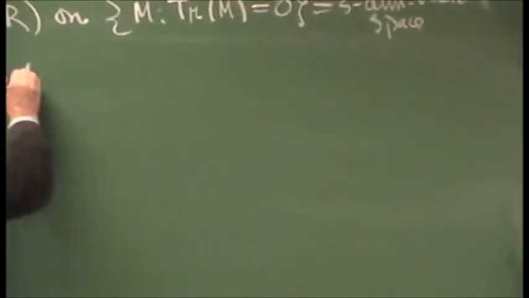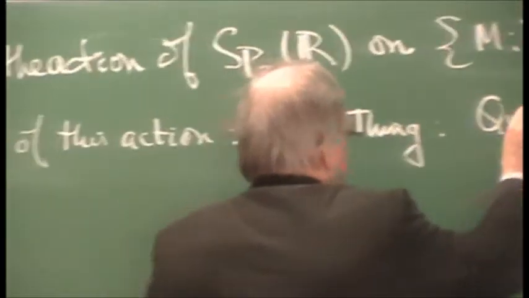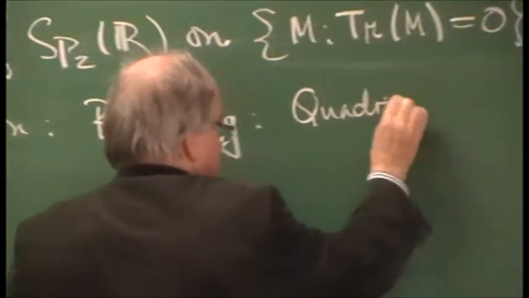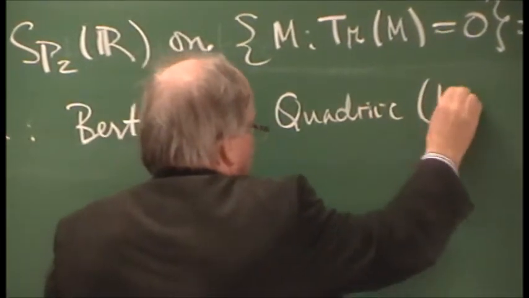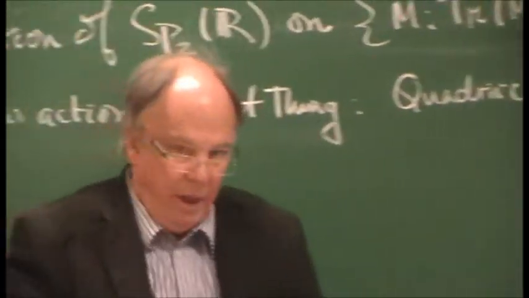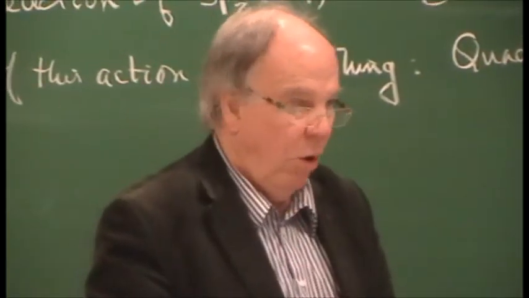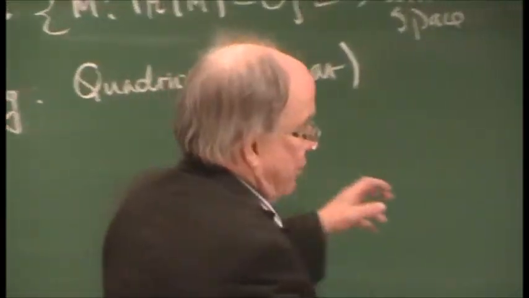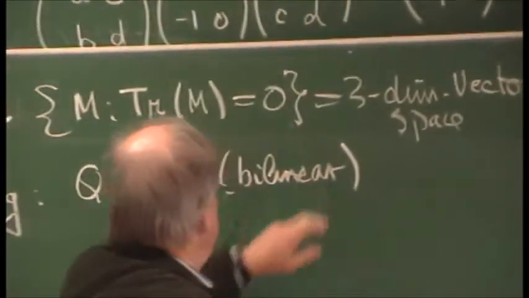And the best thing to find is a quadratic form. Or a bilinear form. So, in other words, an invariant geometry. So, the question is, on this space here, what is the invariant geometry?